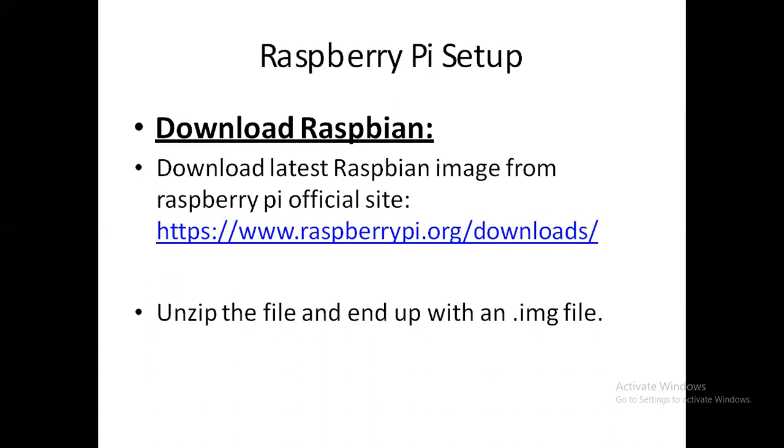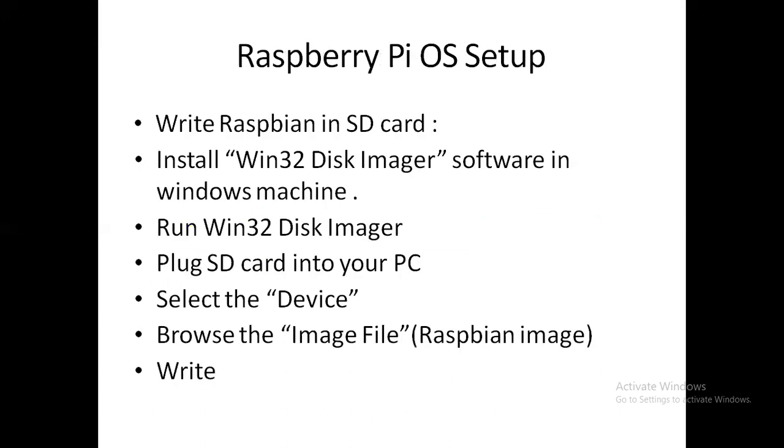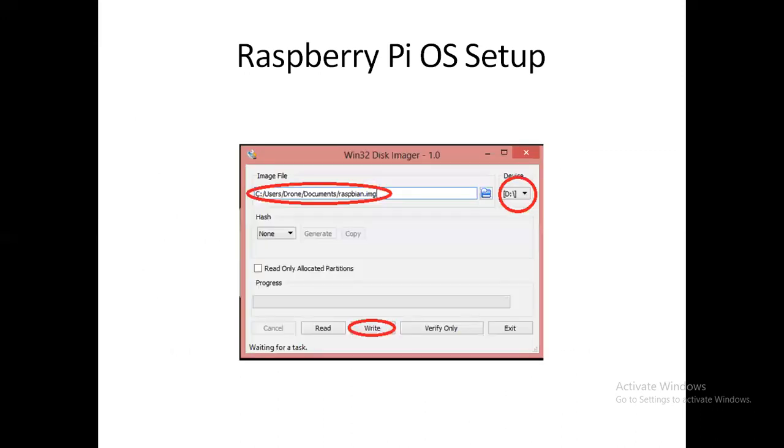So now, Raspberry Pi setup. You can download the Raspbian image directly from here, unzip the file and end up with the .img file. Now you have to set up the OS part. First we write the image to the SD card: install Win32 Disk Imager, which is software for a Windows machine, run it, plug the SD card into your PC, select the device, browse to the image file, and then write it. This is how you are going to set up.